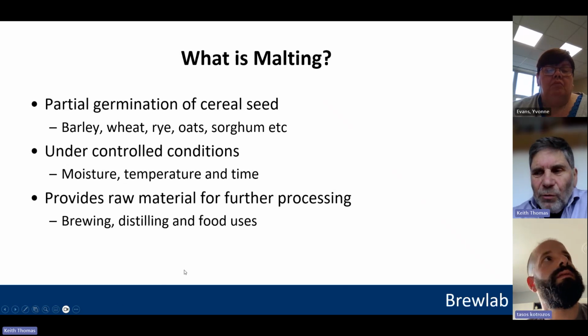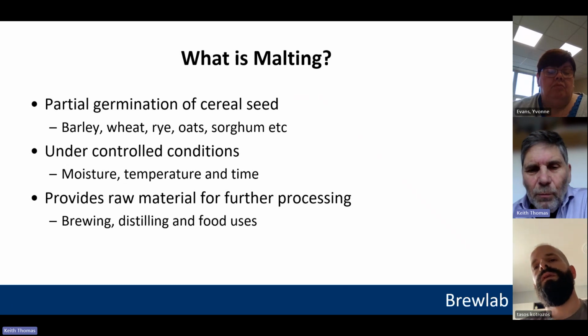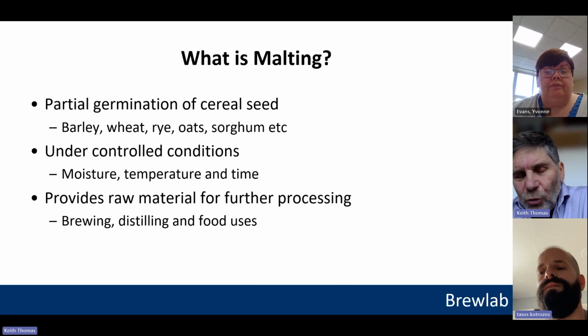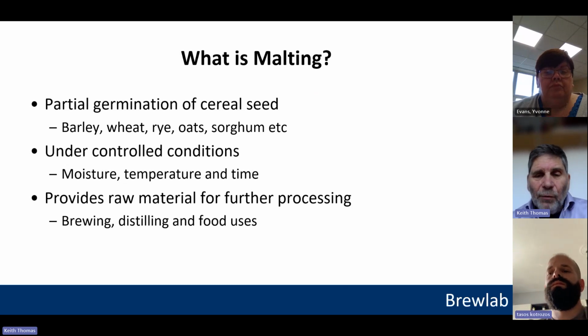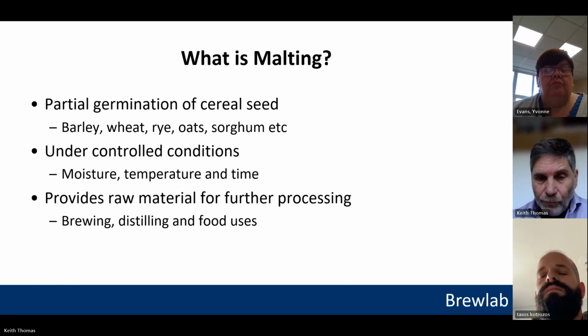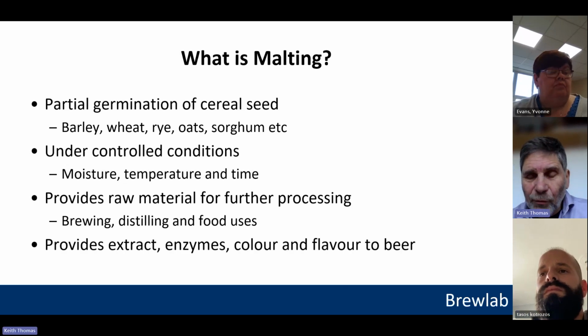Now, the result of malting is to give you the grain, which you can then use for mashing. And the mashing process gives you, in the end, the sugars that you use for fermenting. So we've got to put it in context of the overall brewing process. And there's a bit of background in knowing what extract is, knowing what enzymes are, and how colour and flavour come out and are processed into the beer.